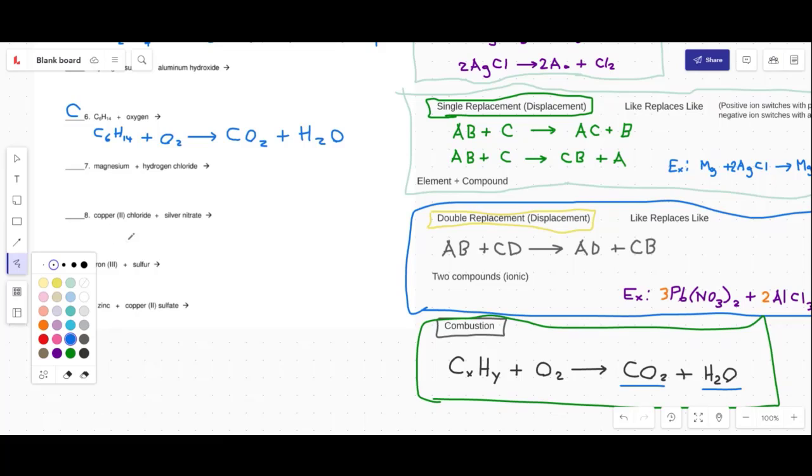Very good. And let's just do one more before we call it. We have magnesium, which is Mg, and I have hydrogen chloride. So hydrogen's a +1, chlorine's a -1, so that'll just be HCl. Hydrogen tends to act like a metal, even though it's a nonmetal.